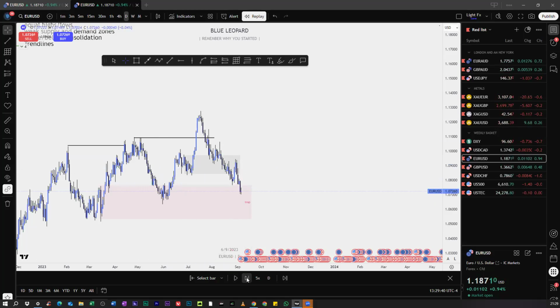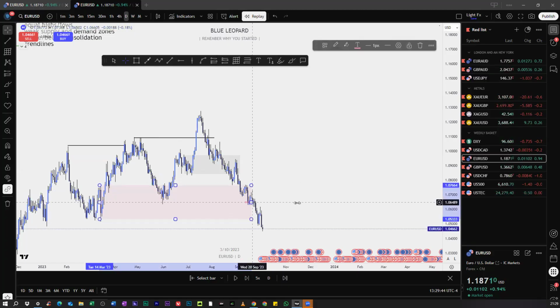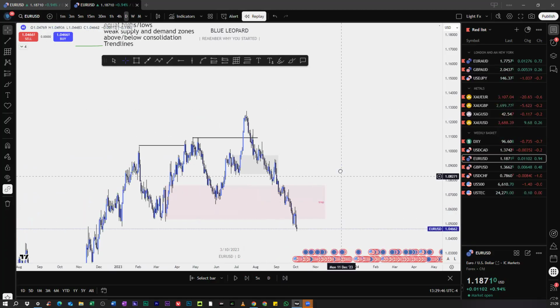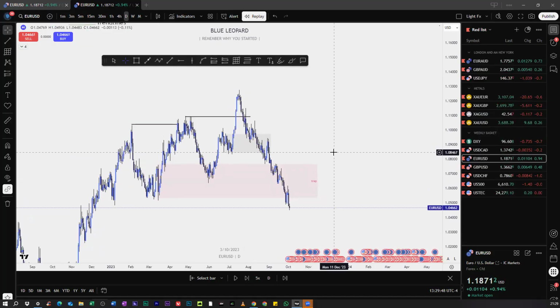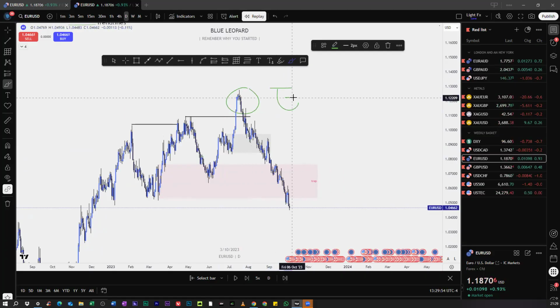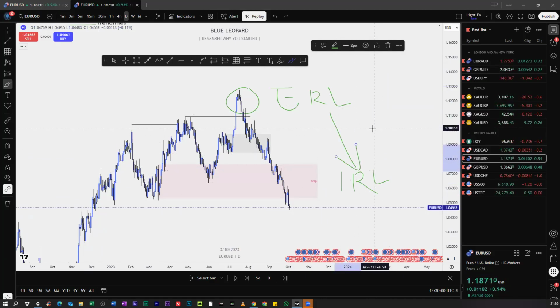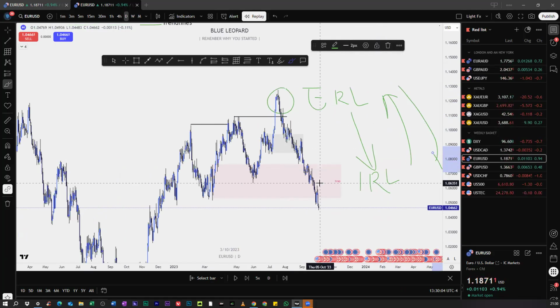Because price will always leave the inducement behind and then go toward the traps. Okay? From liquidity to liquidity. Now you remember this: external range liquidity and internal range liquidity. Price moves from liquidity to liquidity to liquidity every time.